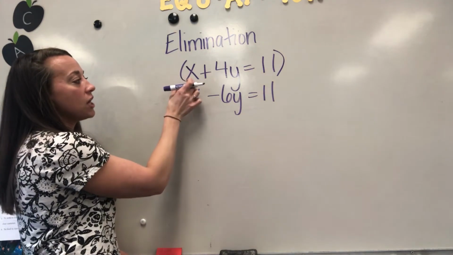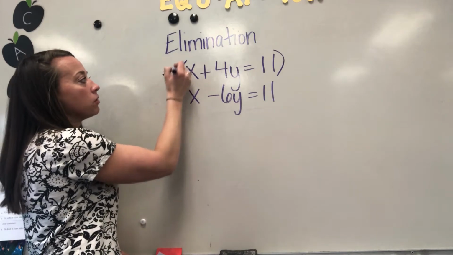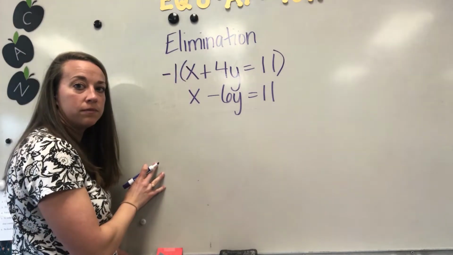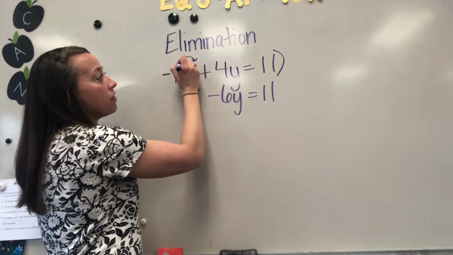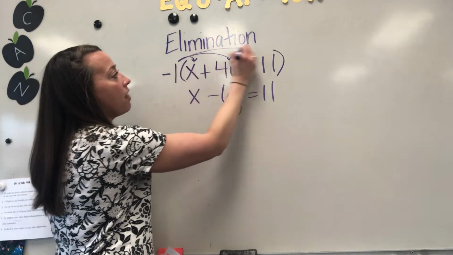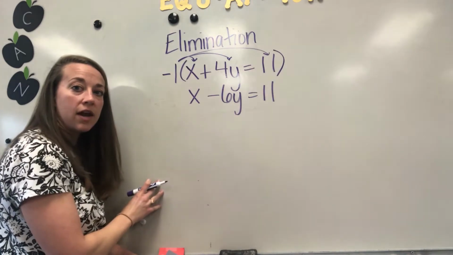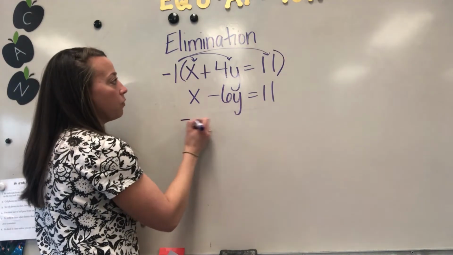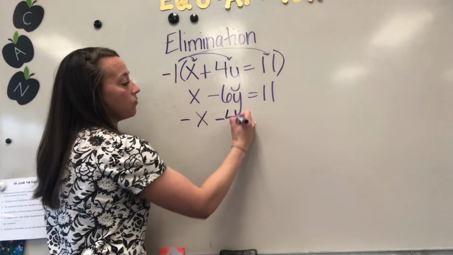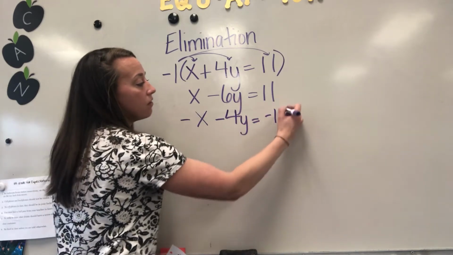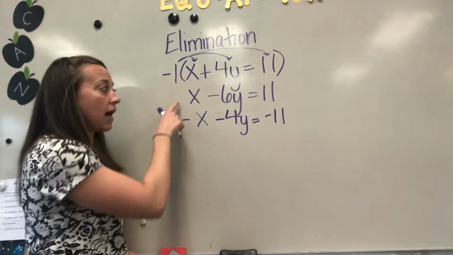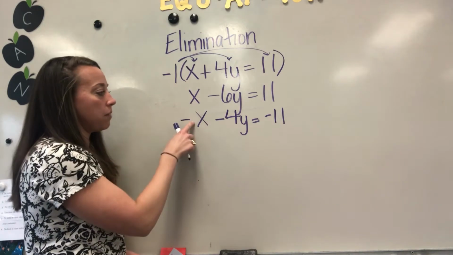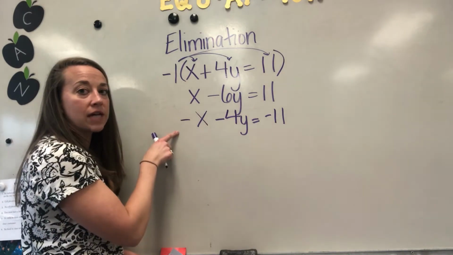So the way that I can change this sign to a negative is by multiplying everything by negative 1. When I do that, I'm going to actually multiply everything inside of these parentheses by that negative 1. I'm going to distribute that negative 1. And I'm going to end up with negative x minus 4y equals negative 11. So now my x's are set up for exactly what I need with elimination. They have the same coefficient of 1, but they have opposite signs.